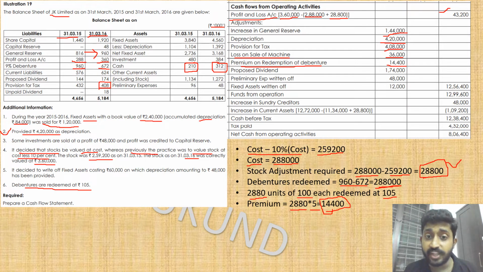Next, proposed dividend. For the current year, I have proposed a dividend of 1,74,000. I will pay this only in the next year. But for the current year, I have proposed the dividend, and while proposing, I keep a debit to the P&L. So I am adding back this 1,74,000. Preliminary expenses: you can see 48,000 has been written off, and that is debited to the P&L. Now I am adding that back.